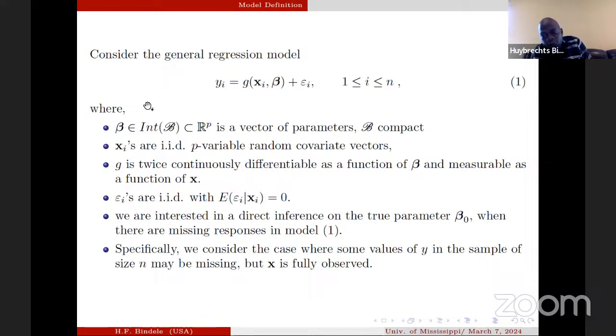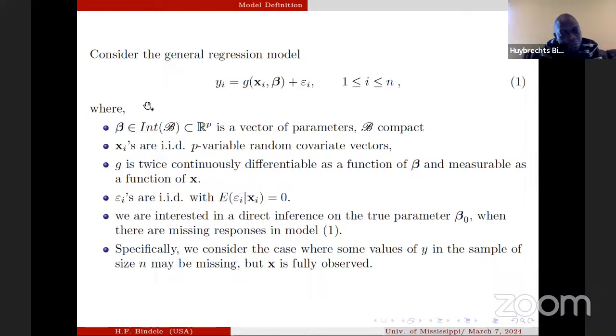Whenever we have some missing responses, and when it comes to missing data, we have to be able to predefine the missing mechanism. Among others, there are three most important ones. We have the so-called missing at random, missing completely at random, and missing not at random. And the talk today will focus on the latter one, missing not at random.